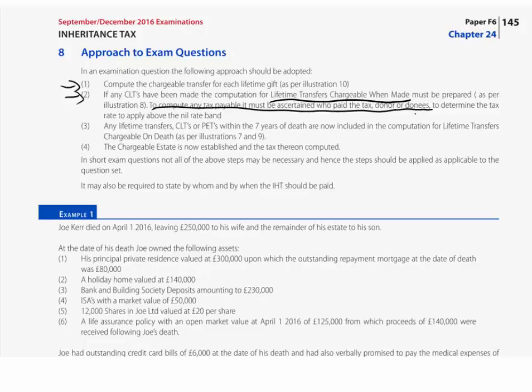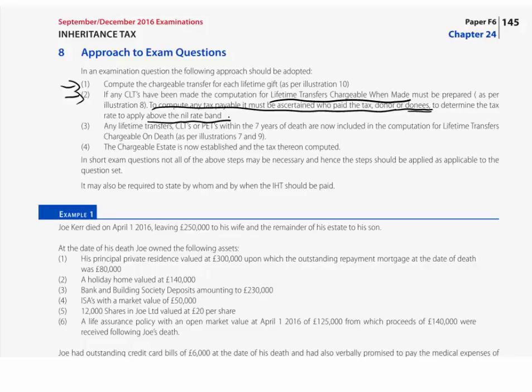Is it the donor or the donees? Remember, the donees are the trustees of the trust. Otherwise, we won't be able to determine the tax rate to apply to any amount of the transfer that goes above the nil rate band. Until you exceed the nil rate band, there's no question of who pays the tax, because there is no tax.